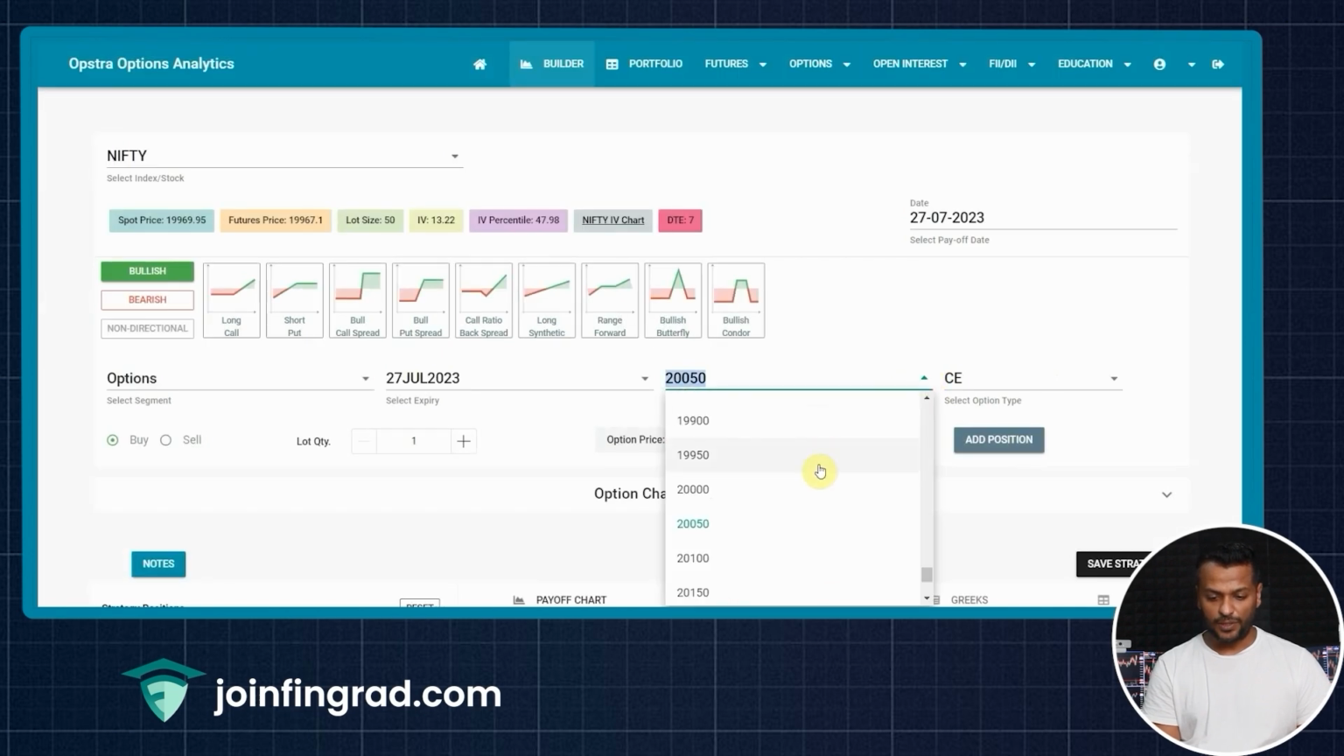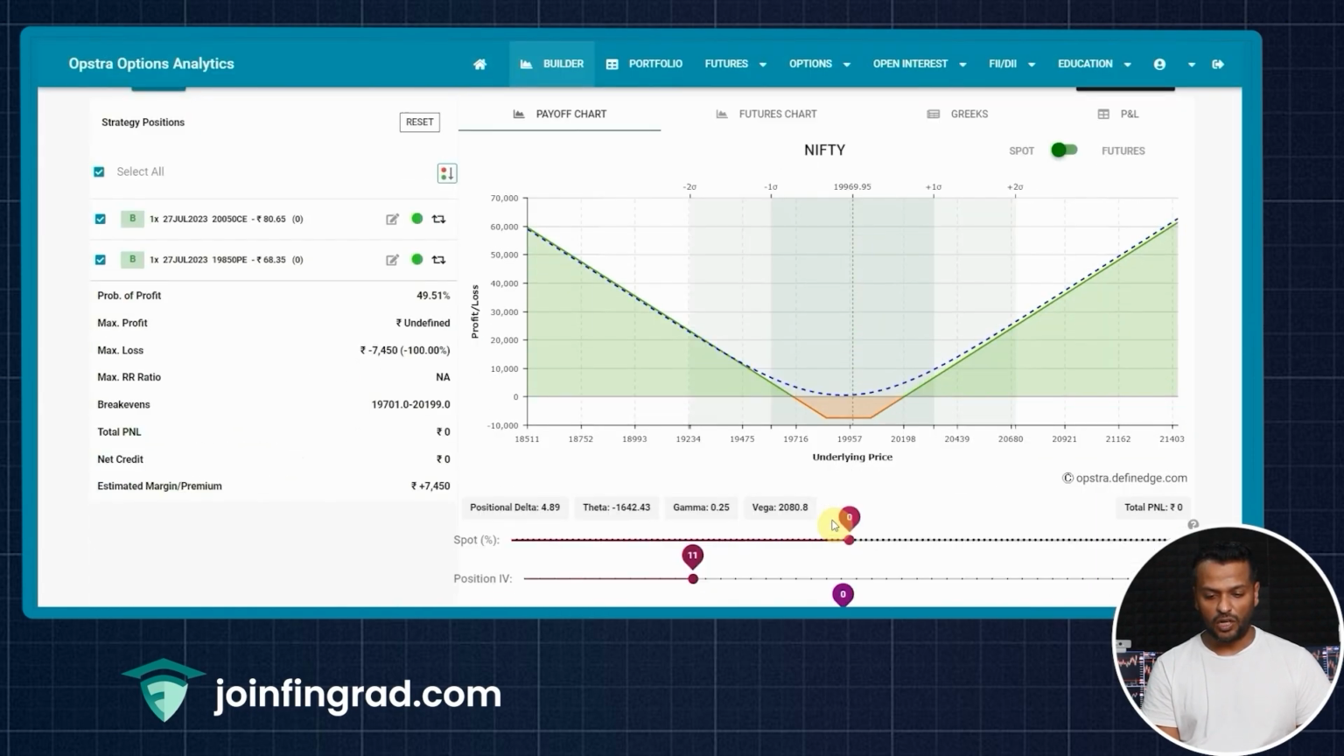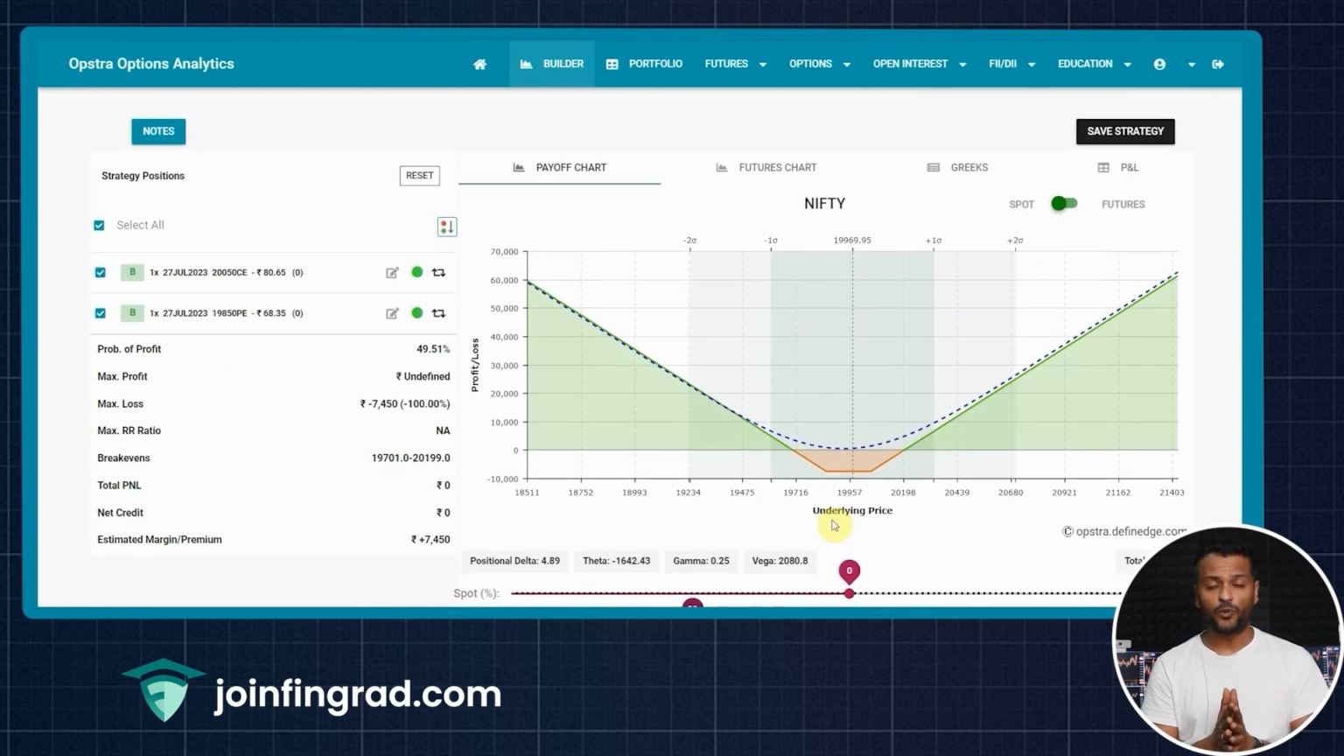Similarly, we go 2 strike prices below the at the money strike price, which in our case would be 19,850, and you buy a put option and add that position. That is how the payoff chart looks if you are a buyer of a strangle. Now what are the most important things you see here? For starters, the margin required here is only 7,450, which in the case of a straddle was 11,500. Why is it more? Because in that case it was at the money. In this case it is out of the money. So out of the money is always slightly less expensive, but it has its own flip side.